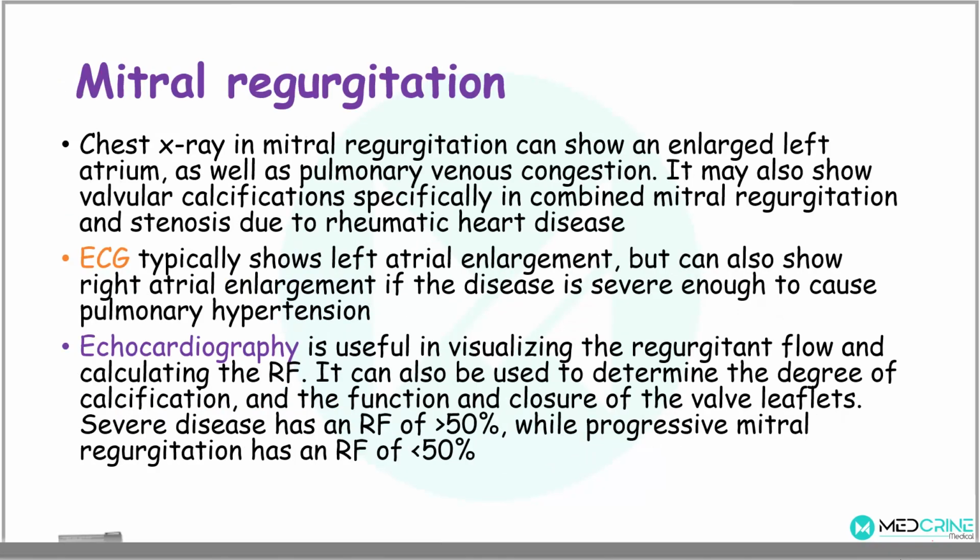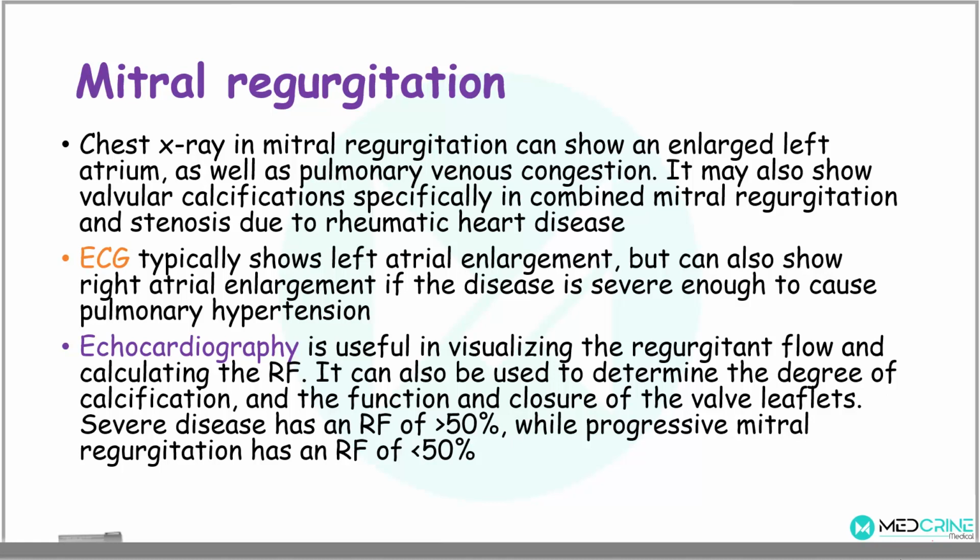Then in a mitral valve regurgitation, a chest X-ray may show an enlarged left atrium as well as a pulmonary venous congestion, and can also show some valvular calcification, specifically with combined mitral regurgitation and stenosis due to rheumatic heart diseases. An electrocardiogram shows a left atrial enlargement but can sometimes show right atrial enlargement if this disease is severe enough to cause a pulmonary hypertension.